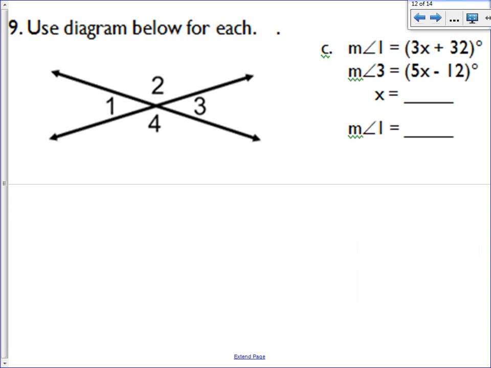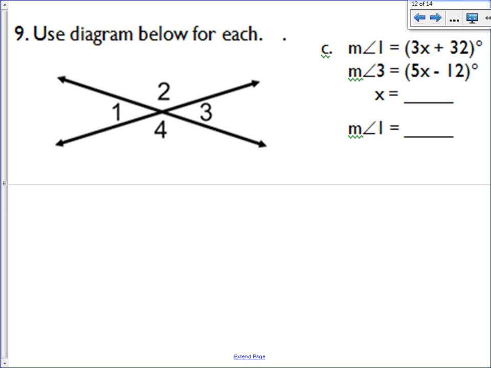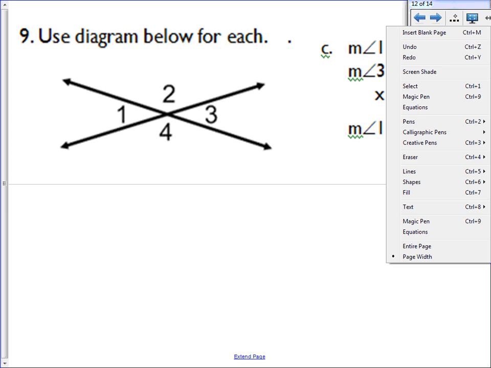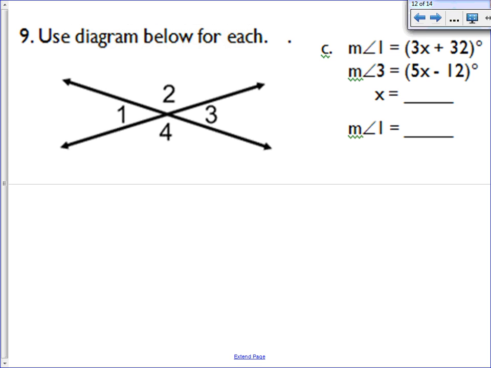So for number 9C, we're going to take the given information and put it in our diagram. The measurement of angle 1 is equal to the expression 3x plus 32. The measurement of angle 3 is equal to the expression 5x minus 12.